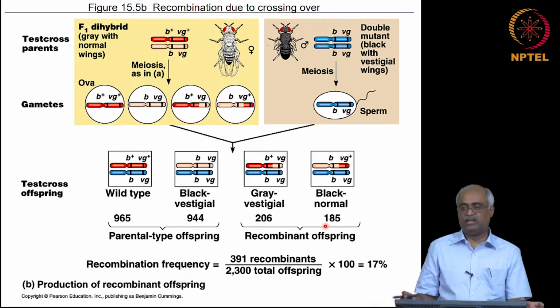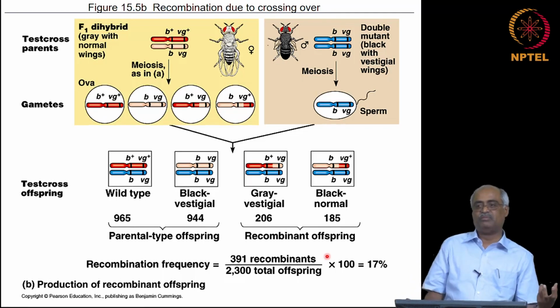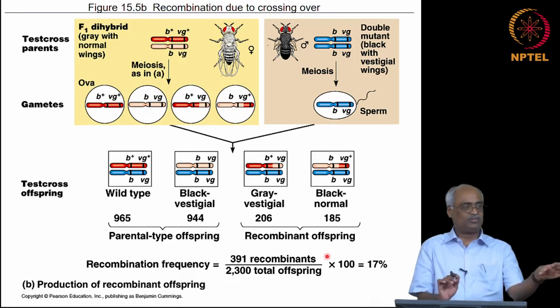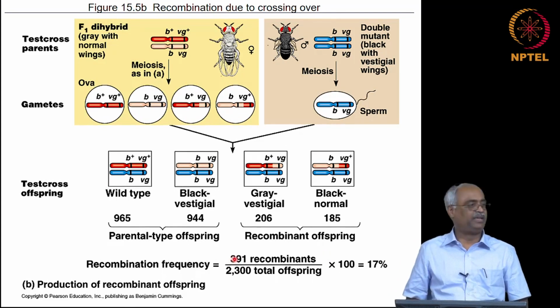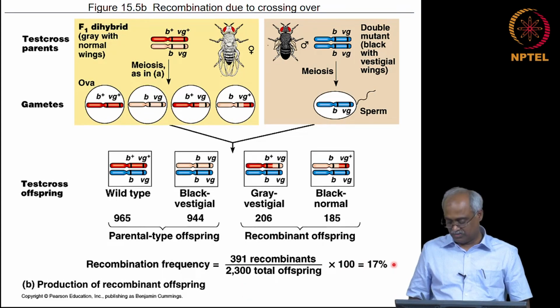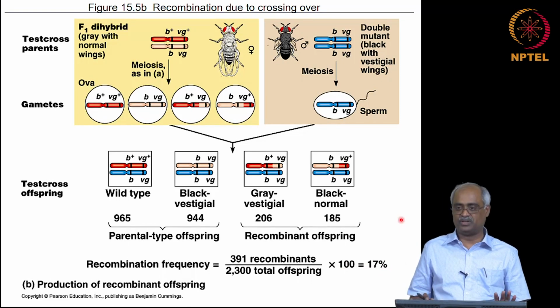you total the progeny you got, which is 2300, and then you look at how many are recombinants, that is, a black body with a normal wing or a grey body with vestigial wing. When they do not look like the parent, you total them, and in this example that is 391. So, 391 divided by 2300, times 100 to convert to percentage, gives 17%. So the recombination frequency in this case is 17%.